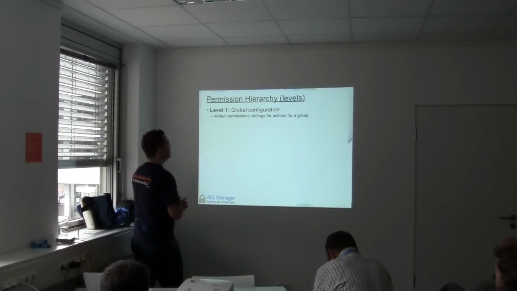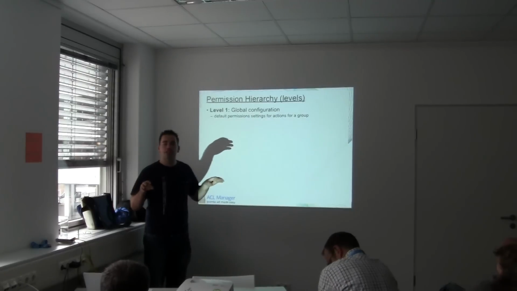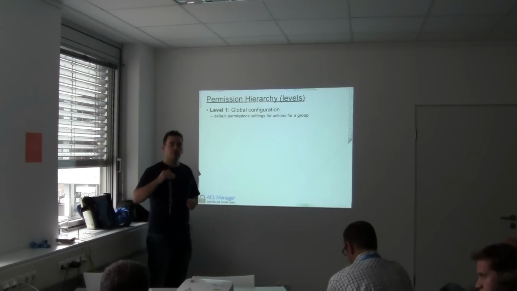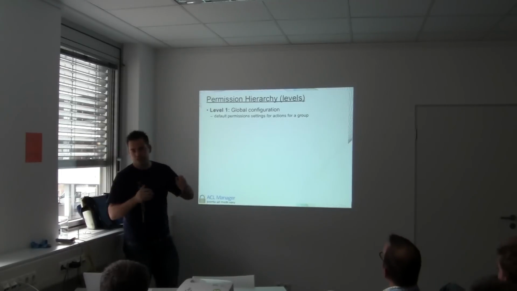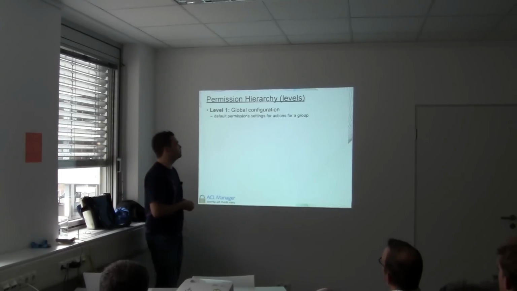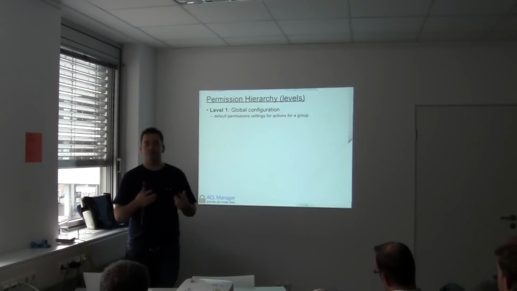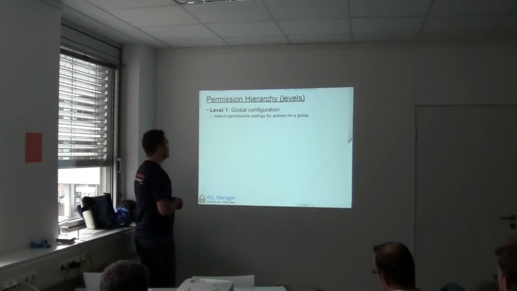Okay, I explained already that there are two ways of inheriting the permissions. One is the user group, but the other one is the levels in Joomla. It's not really officially called levels, but I always use it to explain it more easily. The first level is the global configuration, where you can set the permissions.